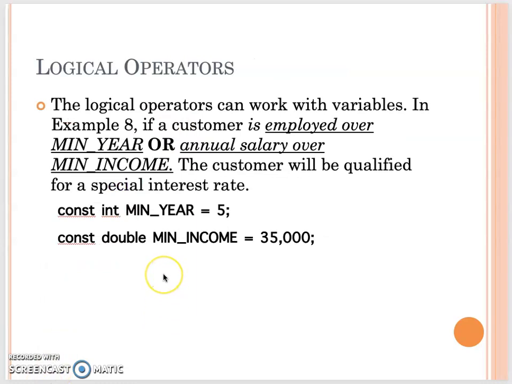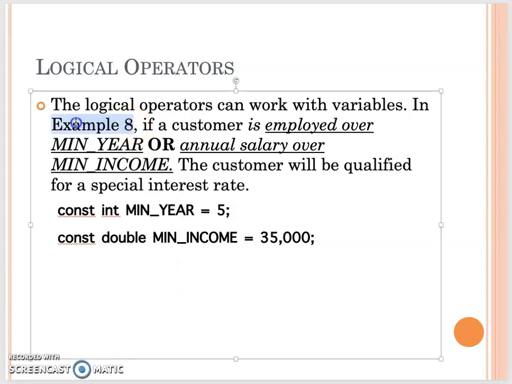So last week we gave you a code example about the AND operator. So this week we continue, we have an example in example 8. So example 8, we will show you how to use the logical operator to work with the variables. So then here we will say, if a customer is employed over a specific year, or their annual salary is over the minimum income, this customer will qualify for a special interest rate.